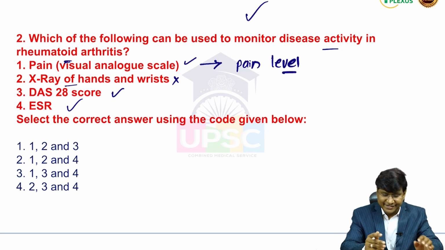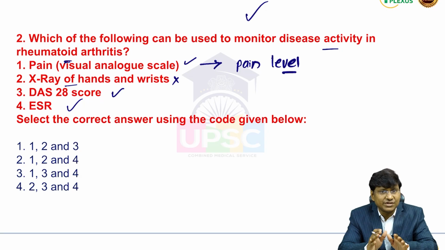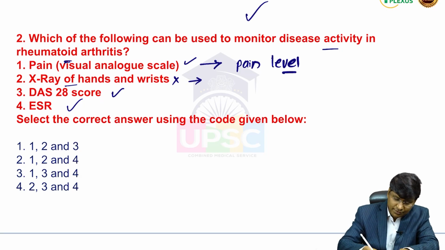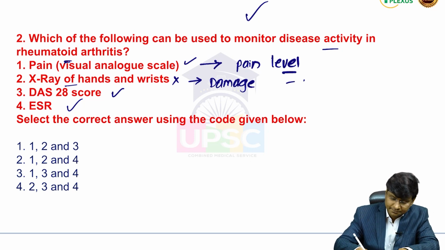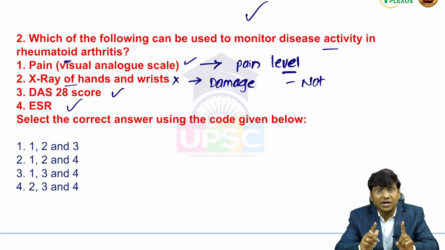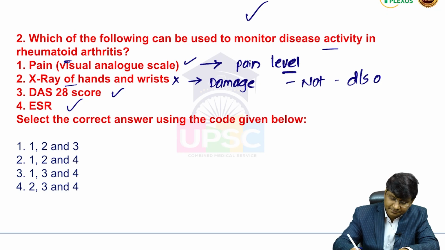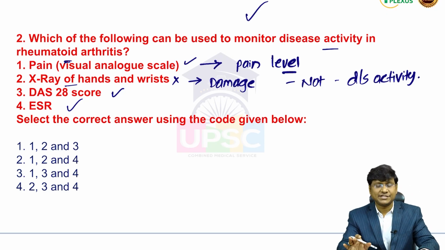Second important is the X-ray of the hands as well as the wrist. X-rays can show that there is joint damage, and the joint damage will also progress over time. But these X-rays are not useful for monitoring the real-time disease activity. So X-ray will show you that there is damage, but this will not assess the real-time disease activity. So that is about the X-ray of the hands and wrist.